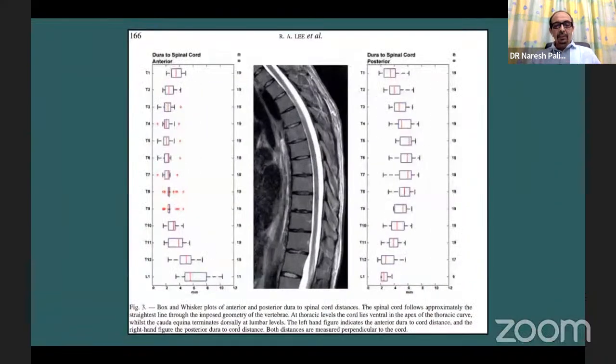The spinal cord is placed ventrally in the apex of the thoracic curve. The left-hand side figure shows the distance between the anterior dura and the spinal cord, and the right-hand side figure shows the distance between the posterior dura and the spinal cord. You can see there is a lot of distance from the posterior dura to the spinal cord.